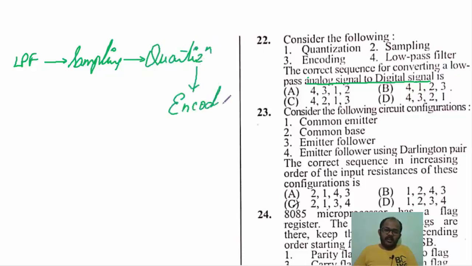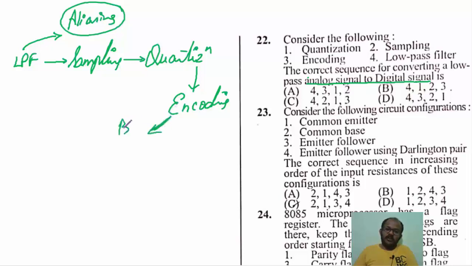Next will be encoding. The low pass filter we use in order to suppress the higher frequency components, and also to overcome the aliasing effect. We are going to make use of encoders to reduce bandwidth. This is very, very important. So what is the first step we are going to do? We are going to make use of a low pass filter. Next we are going to make use of the sampling technique. So it is 4213, nothing but option C is going to follow.